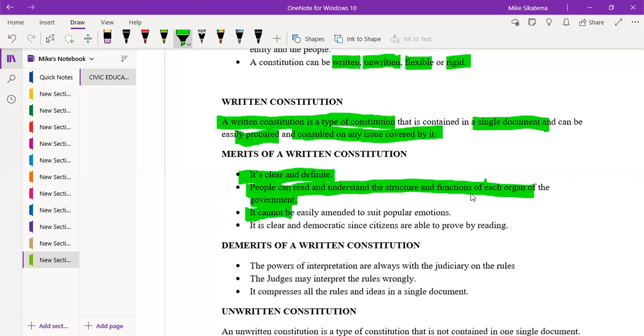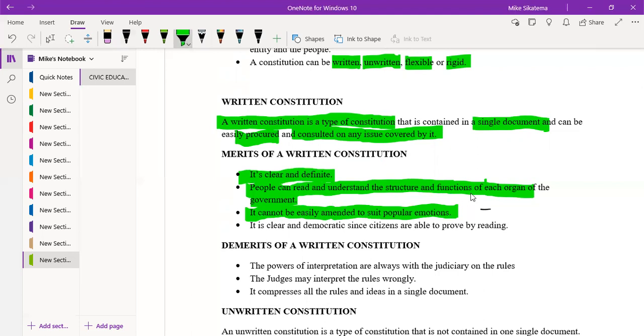It cannot be easily amended to suit the popular emotions. So amended means changed, because a written constitution is written, meaning for you to change it, you need certain procedures, maybe through an act of parliament, or maybe through a referendum of the people. So it's actually good because it's written. What is written cannot easily be changed. So it's not easily amended to suit popular emotions.